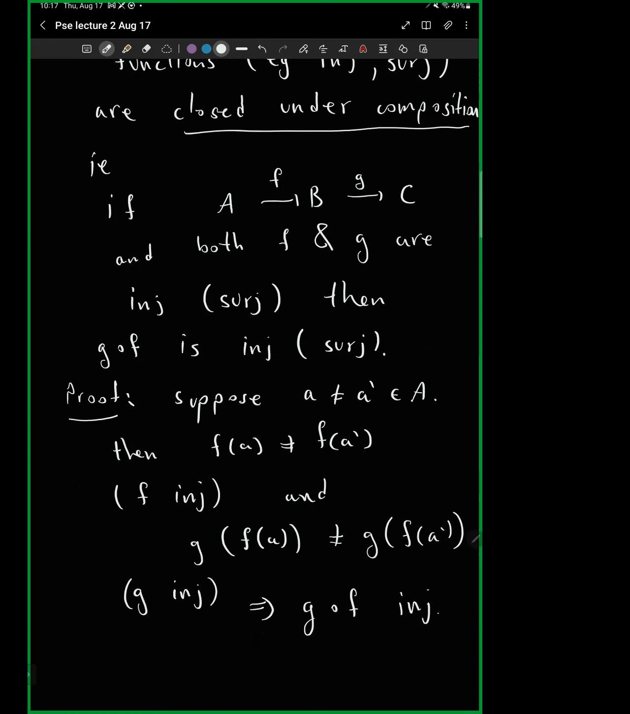And a similar argument, again, you could try it as an exercise, shows that composition of surjective maps is surjective. And of course, if you combine the two statements about injective and surjective, you get that the composition of bijective maps is bijective.